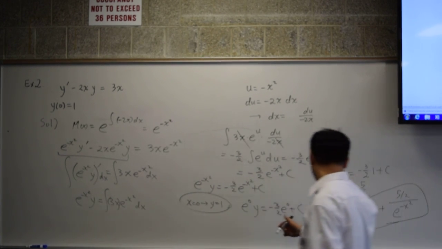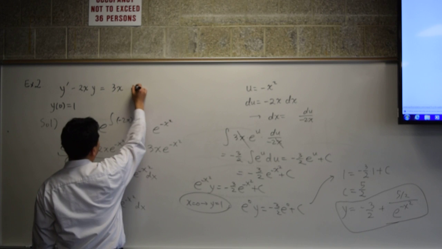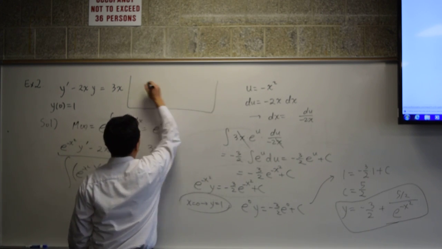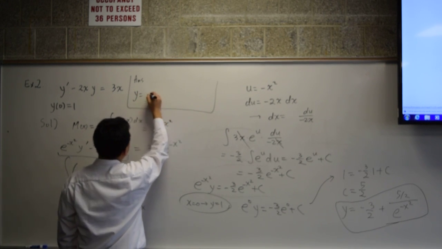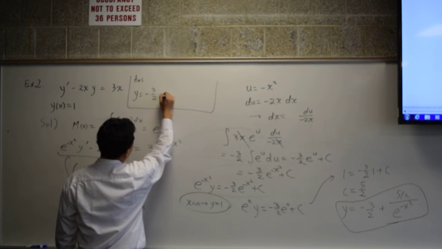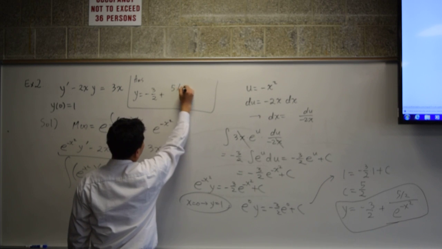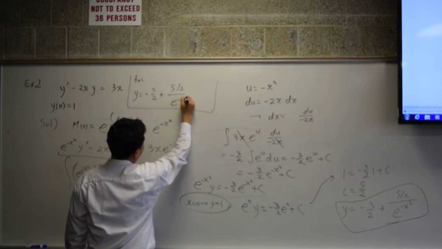Maybe I should write the answer here. It might not be recorded. So I'm rewriting the answer here. y is equal to negative 3 over 2 plus 5 over 2 divided by e to the negative x squared.